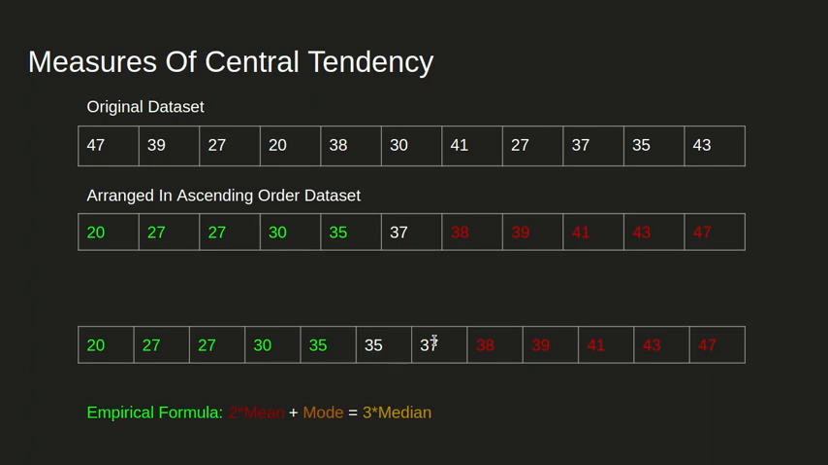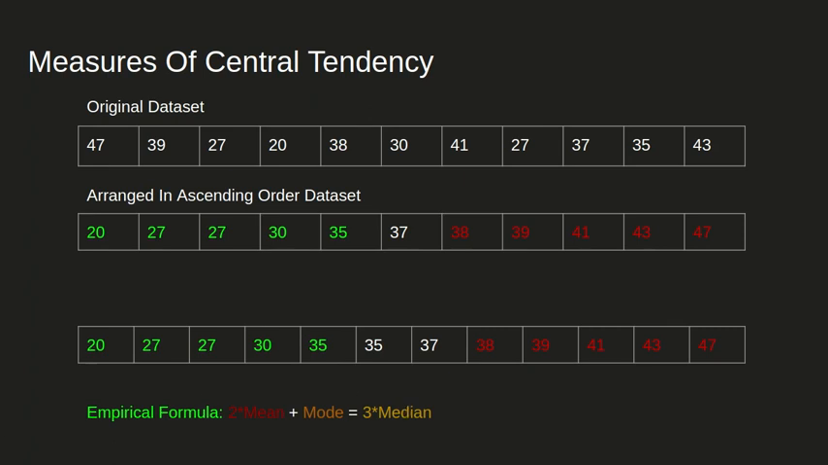Okay, so good. Once we have that done, there's also something called the empirical formula, and the empirical formula is as follows: 2 times the mean plus mode equals 3 times the median. That's the empirical formula that we have, for finding the relationship between the mean, mode, and the median.